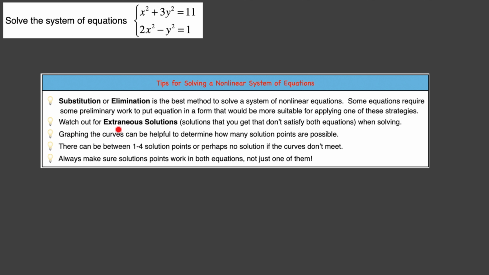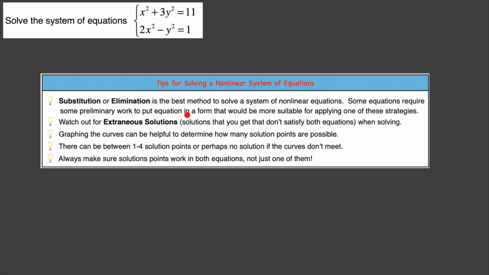The next tip is watch out for extraneous solutions. Sometimes you get these solutions that don't satisfy both equations when solving. And it can be helpful to graph the curves to see how many solution points are possible. In general, between 1 and 4 solution points are possible, or perhaps no solution at all if the curves do not meet. And lastly, it's always a good idea to plug in your solution points to both equations just to make sure both of them satisfy the equation for the point.